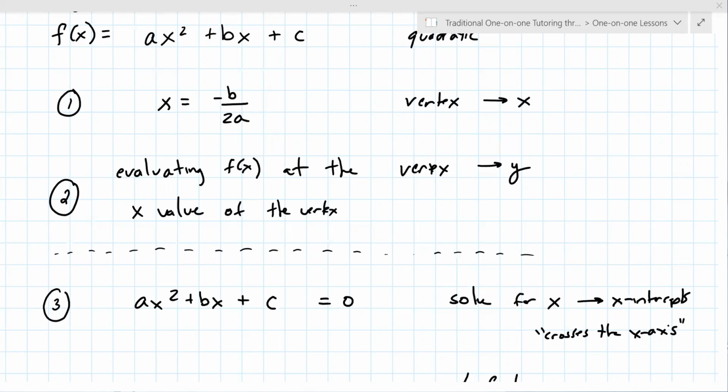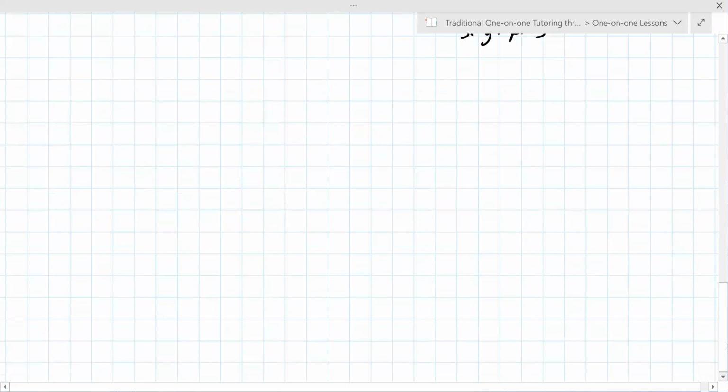Do you want to look at 1 or 3 again for doing this kind of path here? Can we do number 3? Sure.